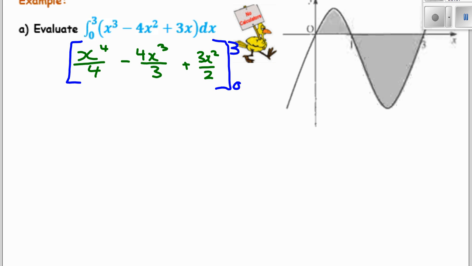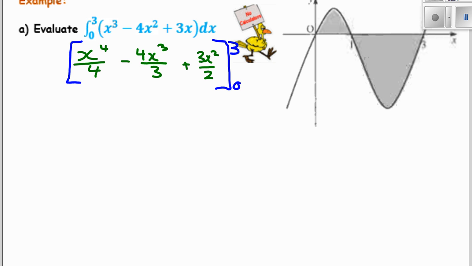Because in a sense it's not important, as it's going to subtract. The constants are going to cancel. When you sub in 3, then sub in 0, the constants cancel out anyway. That's why we don't bother with the plus c. You're going to have plus c here, minus plus c, so it's going to go. So now we pop it in. Separately, we pop everything in brackets.